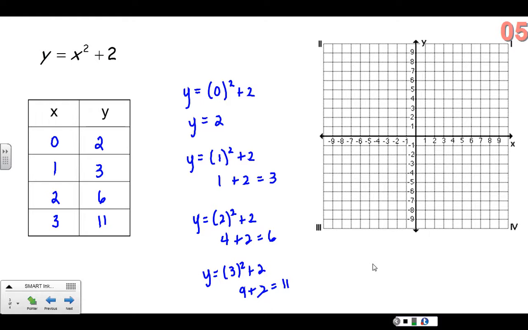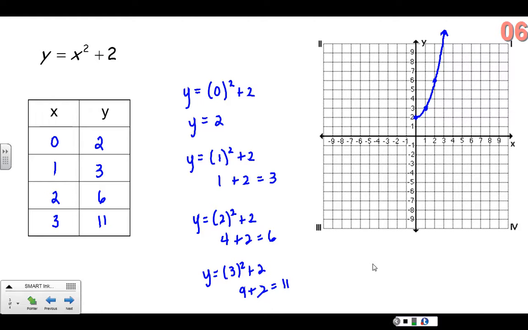Let's see what we get here. 0, 2. We know that is a point on the y-axis. 1, 3, so over 1 up 3. 2, 6. So it's not necessarily a line anymore, is it? Over 3 up 11, so 11 is going to be up here a little higher. So it looks like it's kind of a curve.